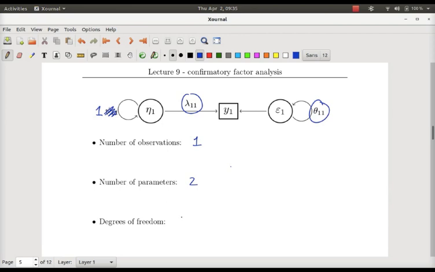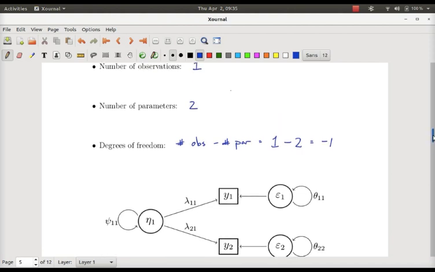So what are the degrees of freedom? Well, the degrees of freedom are the number of observations minus the number of parameters, which is 1 minus 2, which is a negative 1. Now, if that sounds a little bit strange to you, that's because you can't have a negative degrees of freedom. This means that the model is not identified. What that means for us is we can't fit this model.